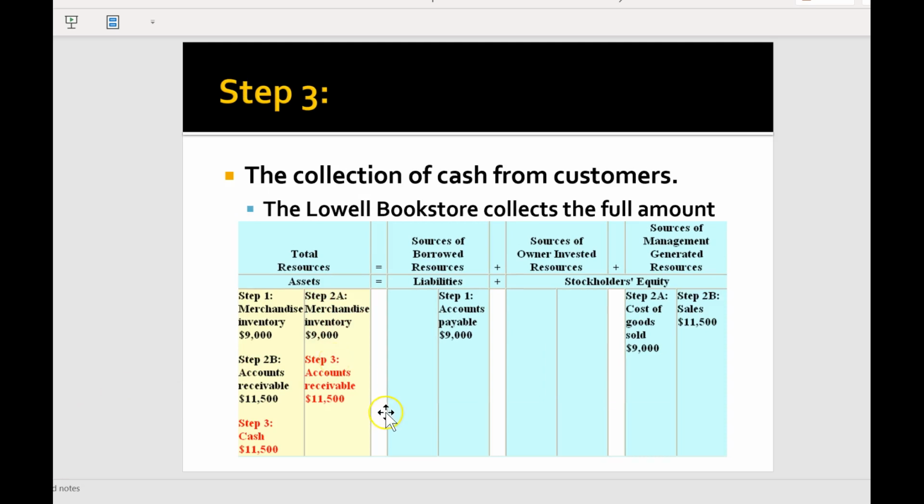Now, in step 3, Lowell Bookstore collects the amount from the customer. So we collect that from the customer, we debit cash, and we credit accounts receivable, right? So we basically collect all the accounts receivable. Basically, you cancel them out. So you credit accounts receivable, you debit cash. So we cancel accounts receivable out. Our resources eventually increase by $11,500 in cash.